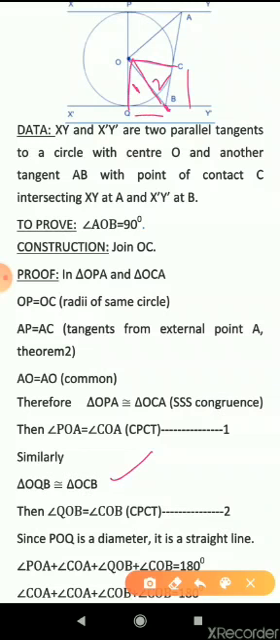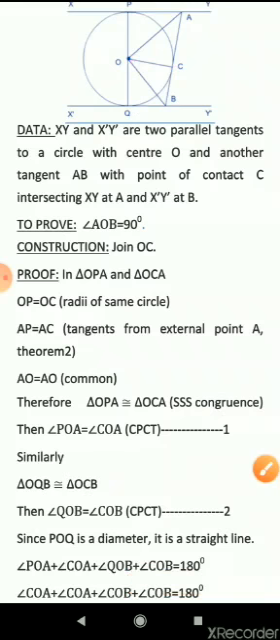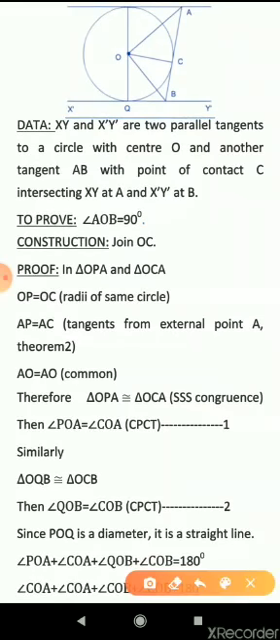If these two triangles are congruent, then these two angles are equal. This angle is equal to this angle. So angle QOB is equal to angle COB, equation 2.